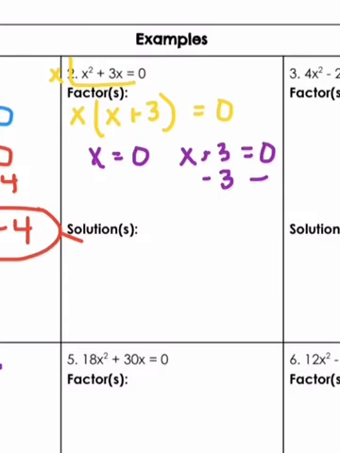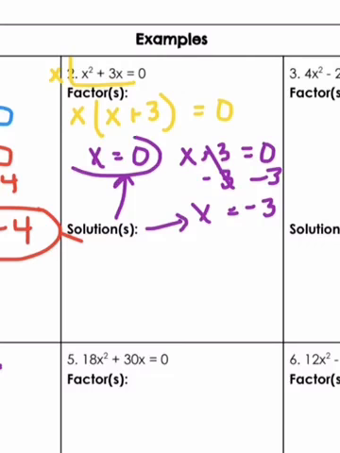Then we need to get x by itself for this one. So x equals -3. So your solutions are x equals 0 and x equals -3.